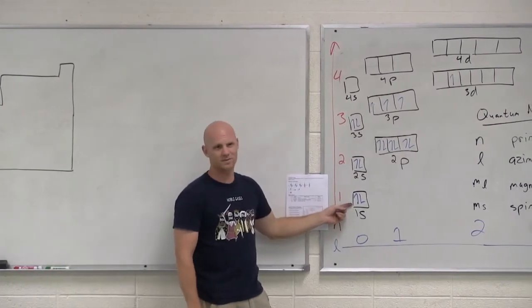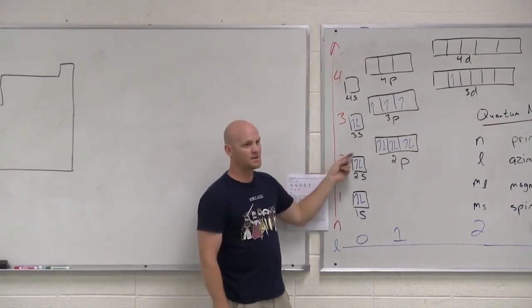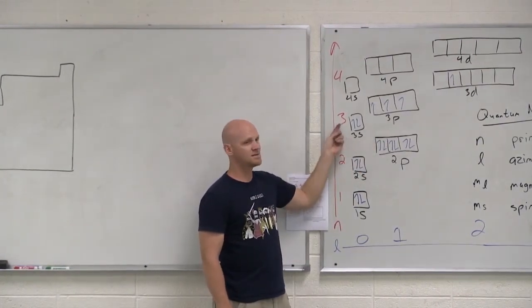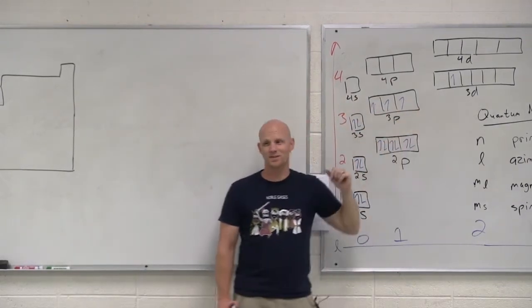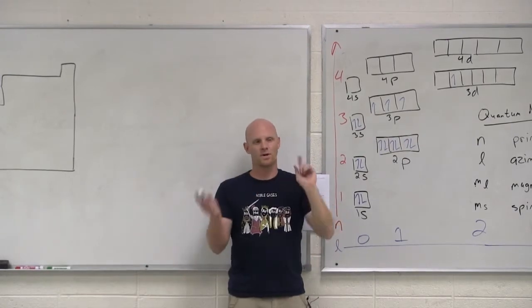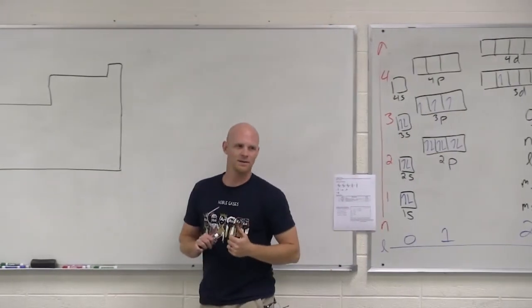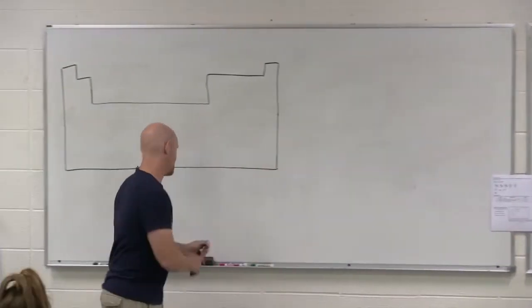What comes after 1s? 2s, then 2p, then 3s, then 3p? No, then 4s comes before 3d. That's where things get a little confusing. So the order. I always like to draw the minus sign. Exactly. And so that's what we're going to do.